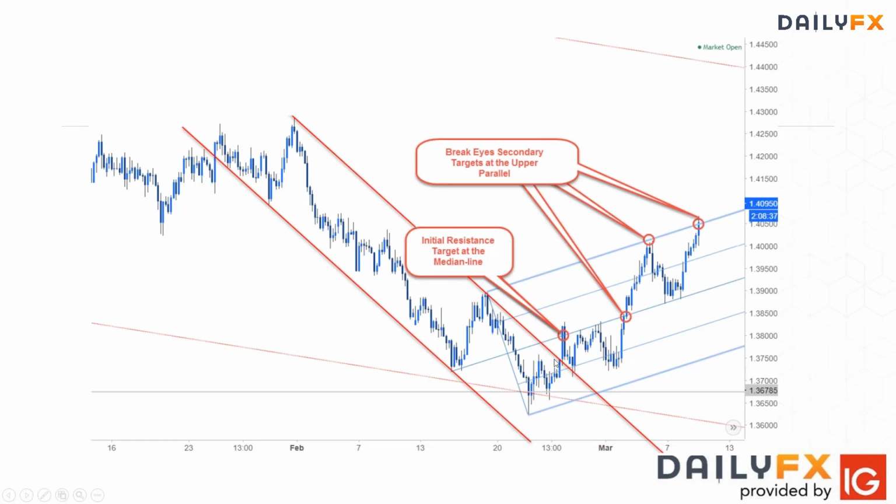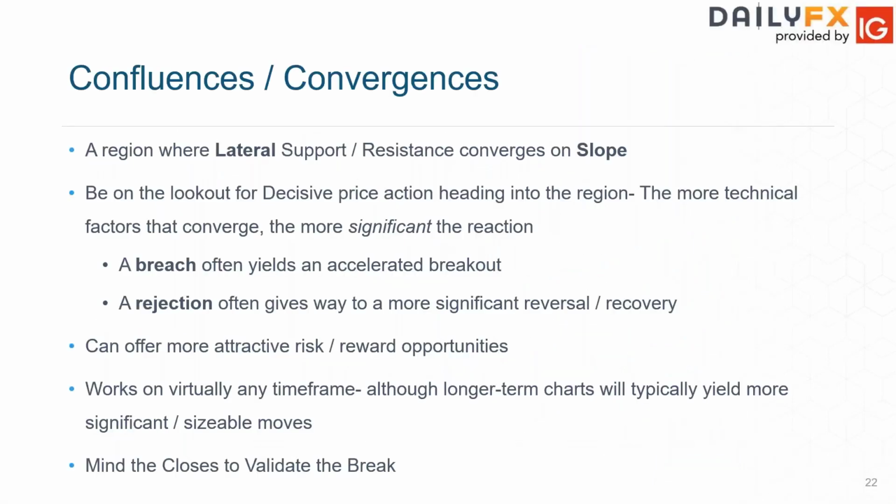So I digress. A look here at how we would approach using a pitchfork within the confines of the broader picture of a trend. So convergence, confluence regions. We're looking for where lateral support and resistance converge on slope. So you've identified the lateral region. You've identified what levels matter. Slope adds what? The time value. Not only where does that price matter, when will that price matter? And that's what we're trying to derive when we find the convergences or the confluences of both slope and resistance.